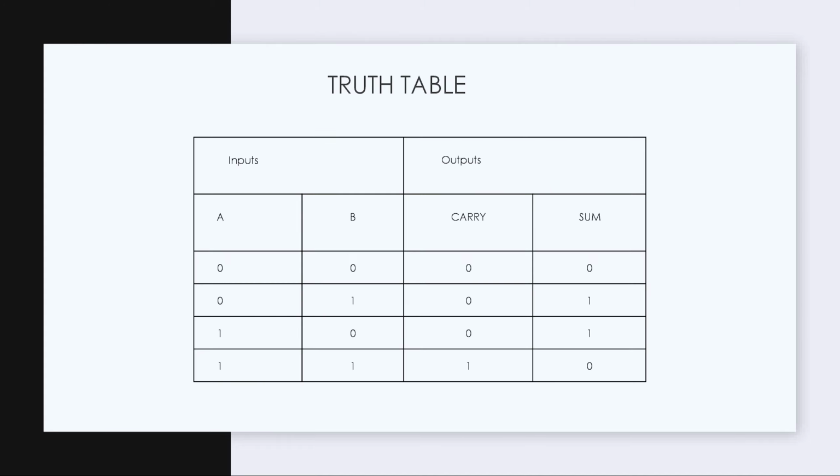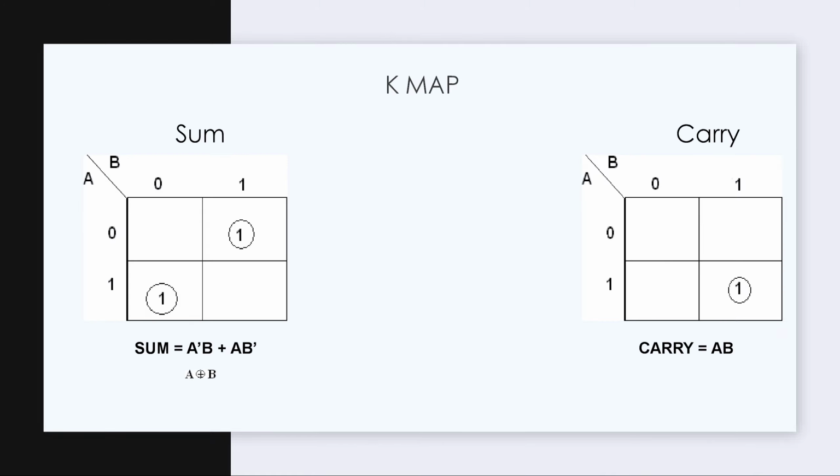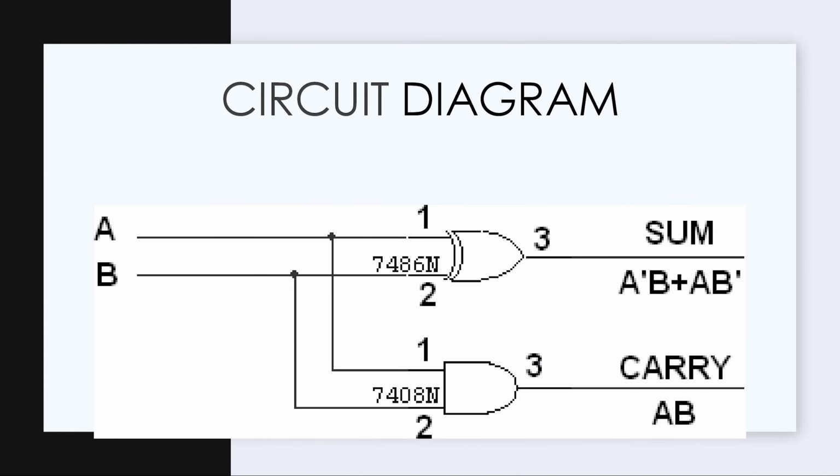This is the truth table for the half adder. When the inputs are 0 and 0, the carry is 0 and the sum is 0. When the inputs are 0 and 1, the carry is 0 and the sum is 1. And when the inputs are 1 and 0, the carry is 0 and the sum is 1. And when both the inputs are 1, the carry is 1 and the sum is 0. This is the K-map for the half adder, and this is the circuit diagram for the half adder.